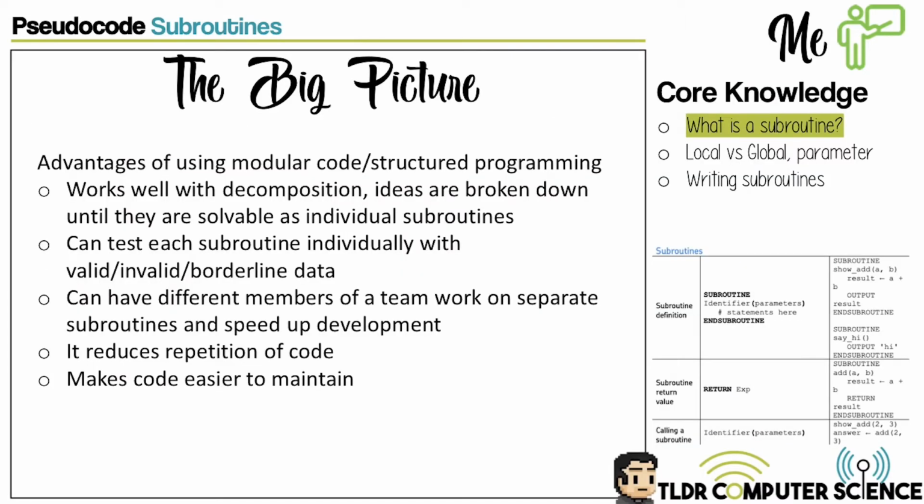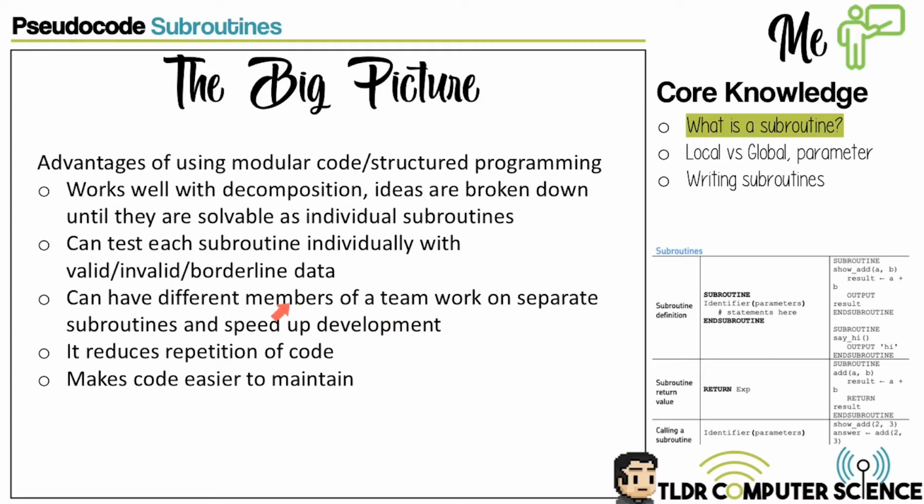And in fact, why don't we take a moment to think through what the advantages are? Well, it works well with decomposition. You break the idea down, and now each of those smaller pieces, maybe they can become individual subroutines. Since you've broken them into a subroutine, they can individually be tested for valid, invalid, and borderline data. You can do some black box testing to see where is the problem. Is it inside this subroutine? Instead of a big chunk of code where it becomes difficult to find, now you have subroutines and you can isolate problems and fix them there.